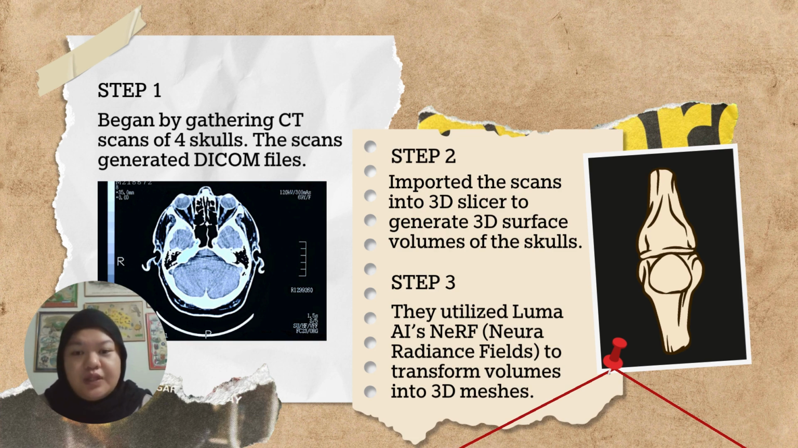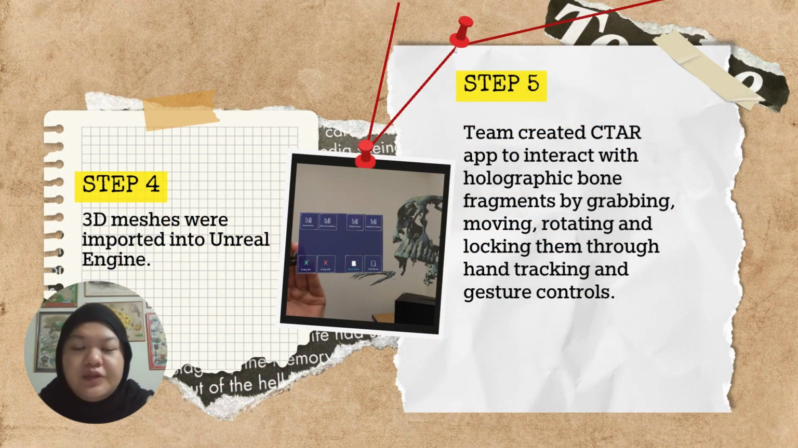In step three, they utilized Luma AI NeRF, neural radiance fields technology, to transform these volumes into interactive 3D meshes. This process was quick. Each model only took around 5 minutes to create. In the fourth step, the 3D meshes were imported into Unreal Engine, where they were rendered as holographic models.